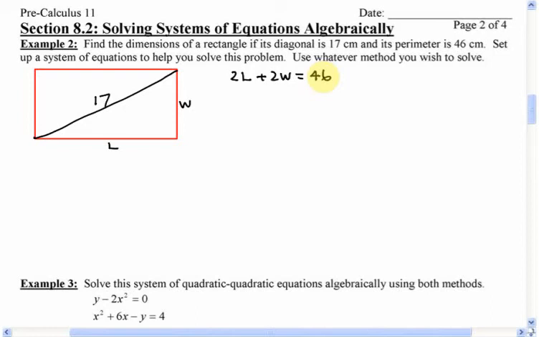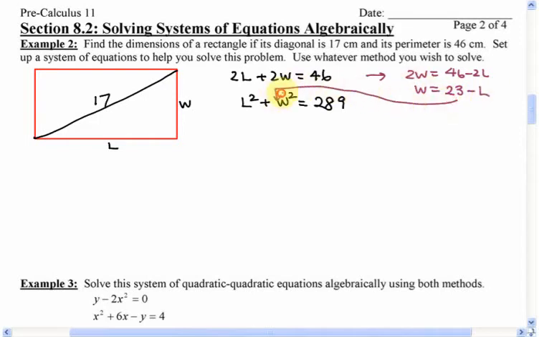If you said Pythagoras, congratulations. L squared plus W squared equals 17 squared, which is 289. Okay. So these are your two equations. You go ahead and try to solve. I'm going to solve by substitution. I'm actually going to solve for w in this case. So 2w equals 46 minus 2l. I'm going to divide everything by 2. So w just equals 23 minus l.